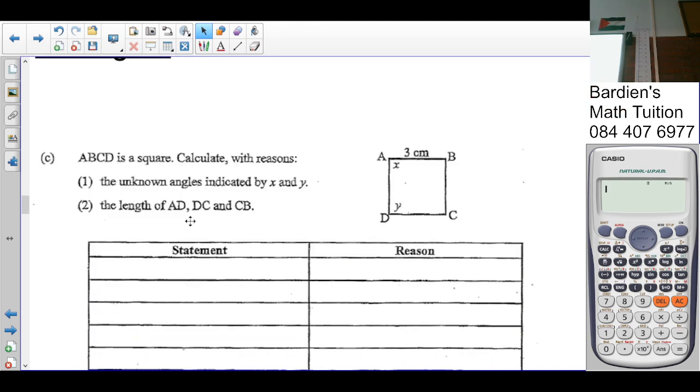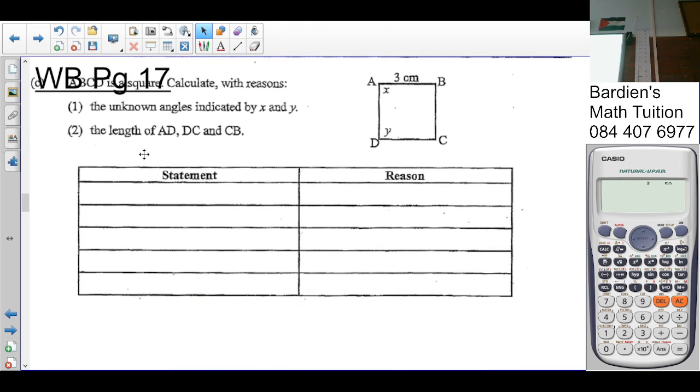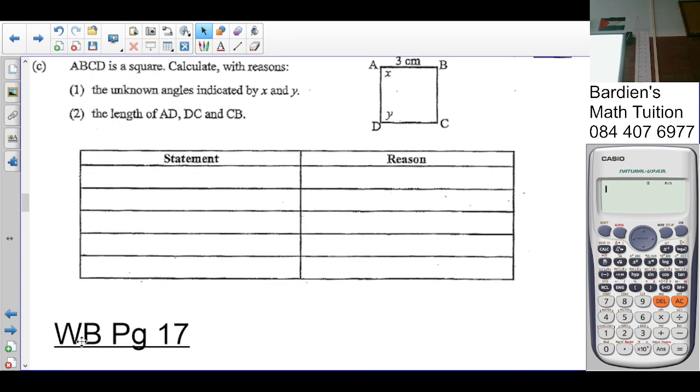Still on the same page? Yes? We are told that ABCD is a square. That's a square. What comes to mind? How many properties? 3. What are the properties? All sides are equal. Secondly, two pairs of opposite sides parallel. Lastly, all vertex angles are perpendicular. All vertex angles are right angles. Not so. Right. So calculate the unknown angles x and y.